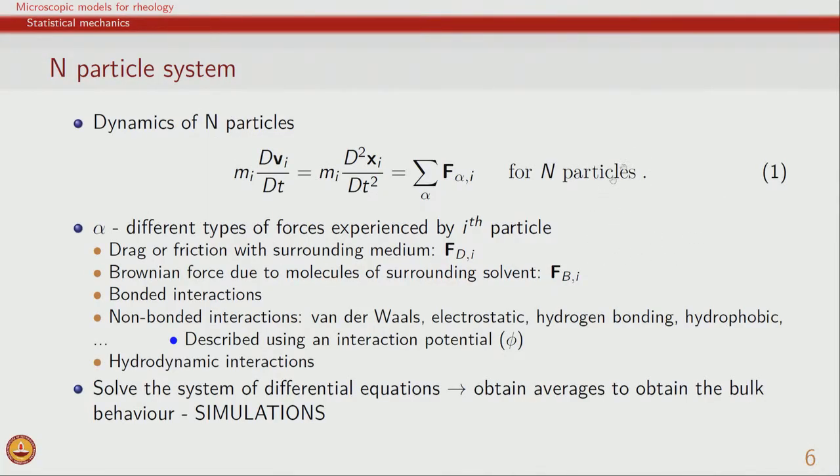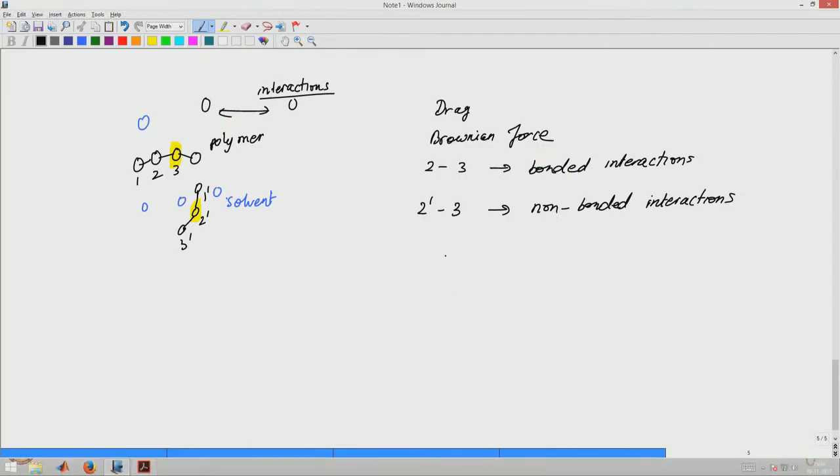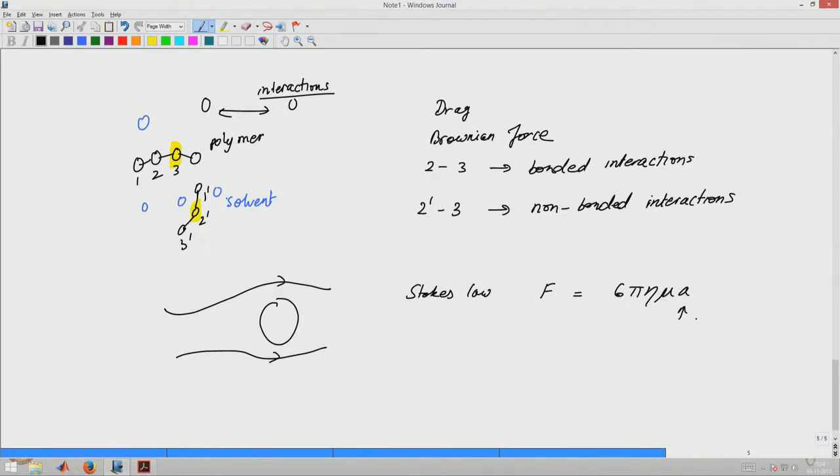Generally the bonded and the non bonded interactions are described using an interaction potential phi. And then we would also have hydrodynamic interactions. The simplest hydrodynamic interaction that we have seen is drag or friction, in which case each particle is interacting with the solvent, and this we have seen in Stokes' law, where a fluid is flowing around a particle, and the force is related to 6 pi eta mu a, where a is the radius of the particle.